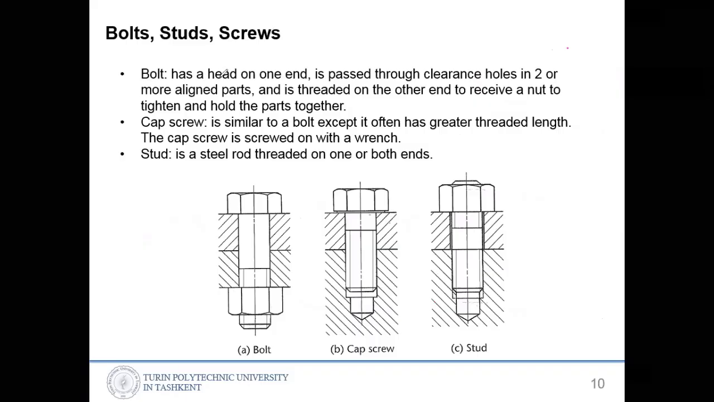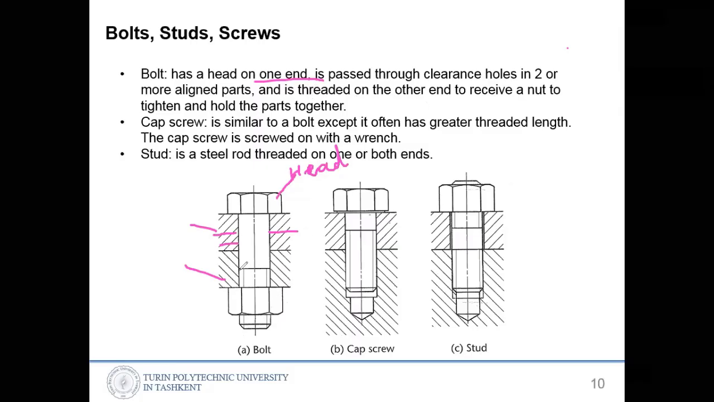The bolt has a head on the one end. Okay, so this is a bolt joint, so this is a head. It is passed through the clearance holes in two or more aligned parts. It might be two or more parts. Here it might be another part, so many, 3, 4, 5 parts. And it's threaded on the other end.